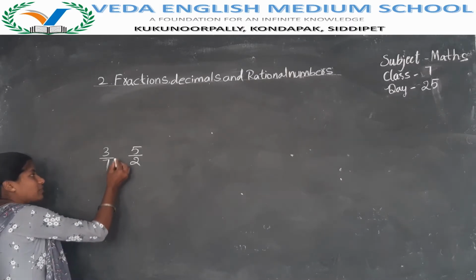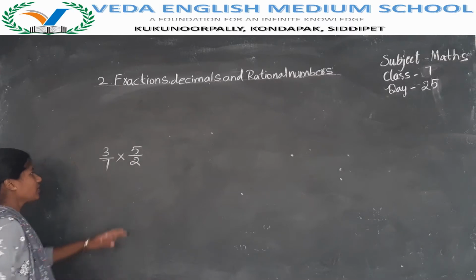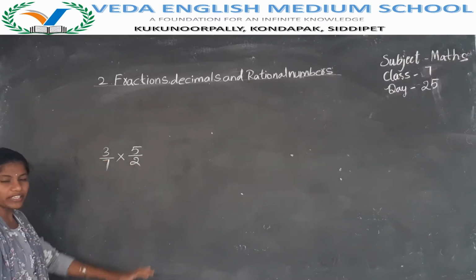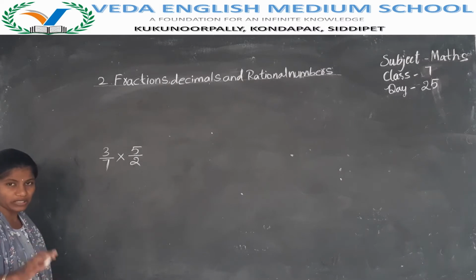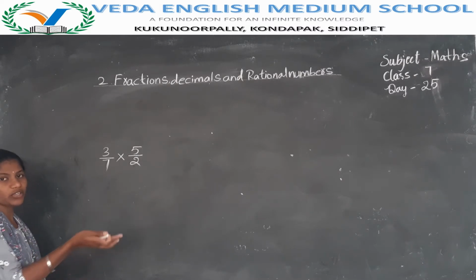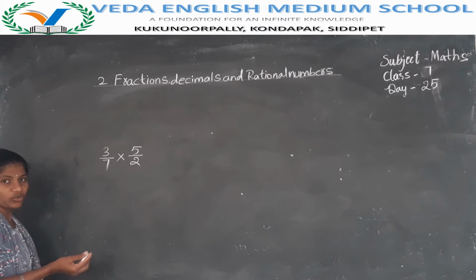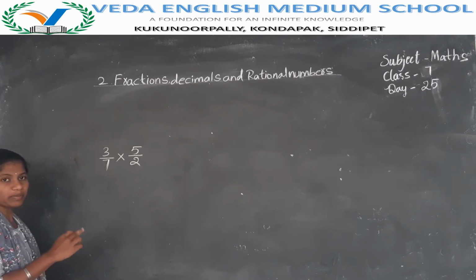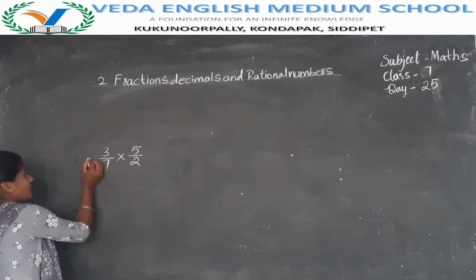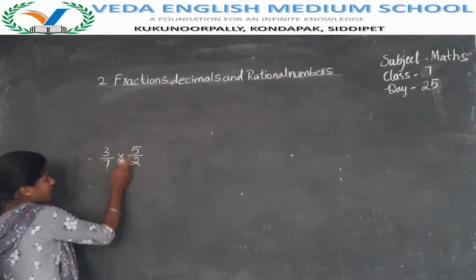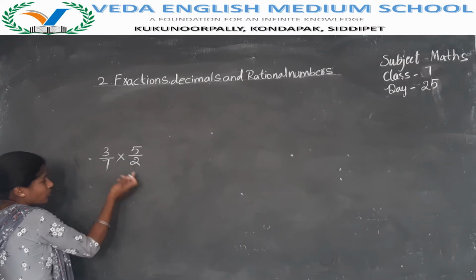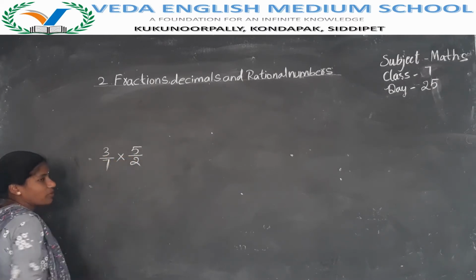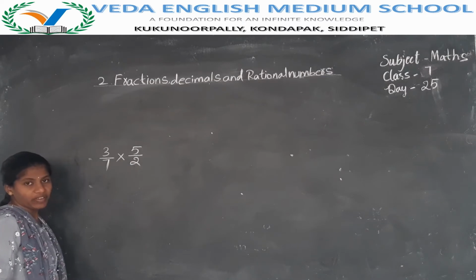If you want to multiply the fractions, first of all, you have to check whether any numerator and any denominator are possible to cut. If there is a possibility, you have to cut that. Otherwise, there is no need to cut. Simply you have to multiply the numerators and write the answer, and multiply the denominators and write the answer. Now check here. There is no more possibility to cut. 3 and 2 are not possible, 5 and 7 are not possible, 3 and 7 not possible, 5 and 2 not possible. So here we don't have any possibility to cut.